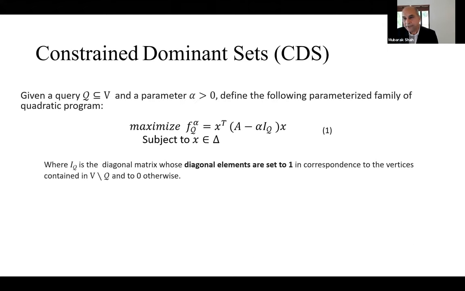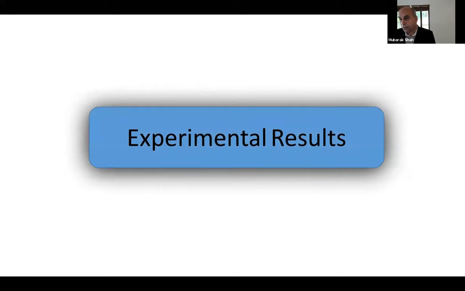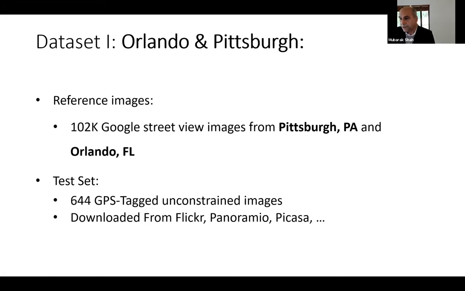Now, constraint dominant set is very similar. The only difference is that we have this I_Q matrix, where Q is a query, the constraint. We make a diagonal matrix in which the diagonal elements corresponding to the vertices V minus Q are set to one. We subtract the Q vertices from V and set those to one, and set the others to zero. So that's the constraint imposed there. Using this, we get pretty good results.